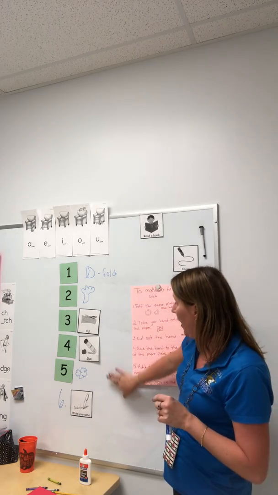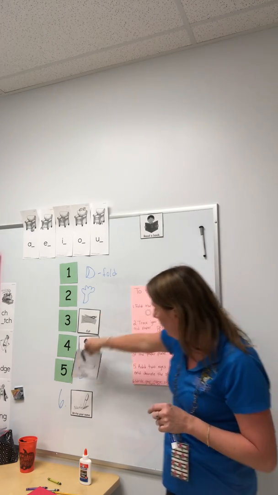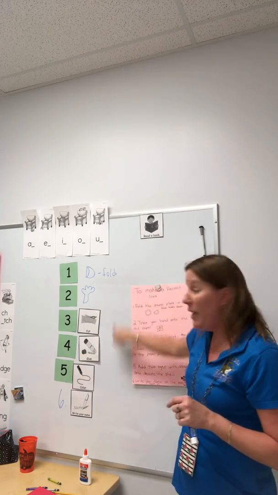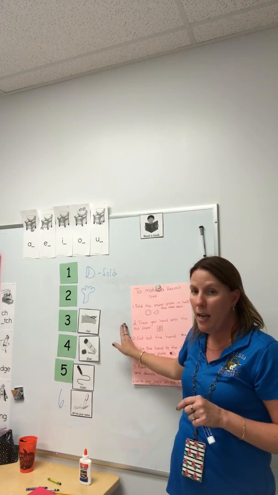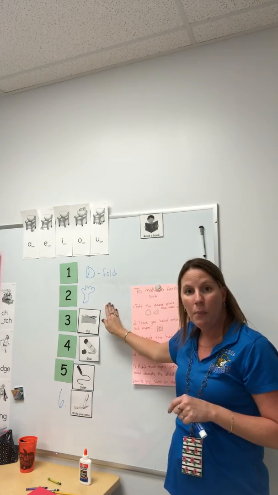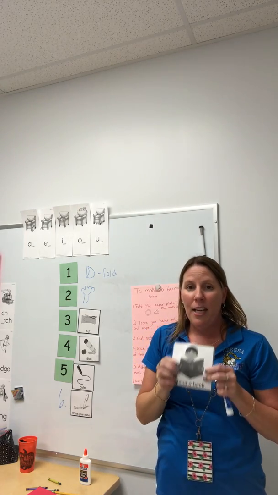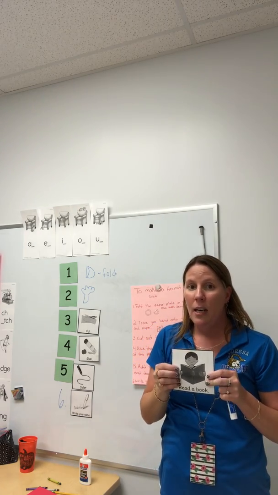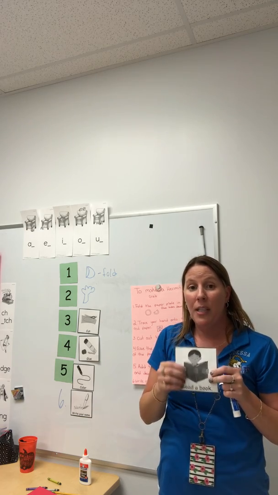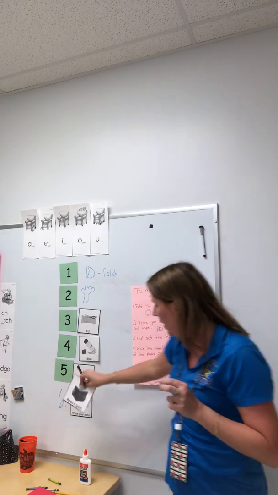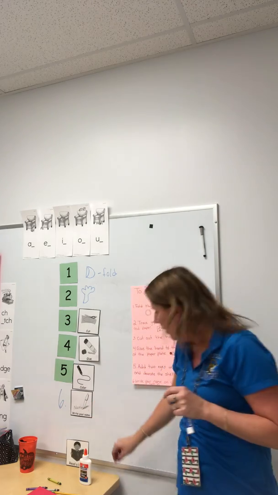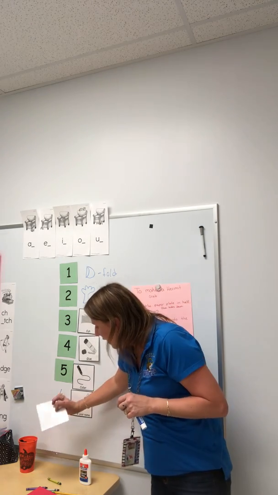So now if they forget what they're supposed to do, actually I might even just add color here. They can always look up at the board and see, hey, I finished step 1, I need to go to step 2. And this is my last favorite. This is read a book. Anytime kids are finished early, instead of getting up or saying they're finished, they know the last step is to read a book.